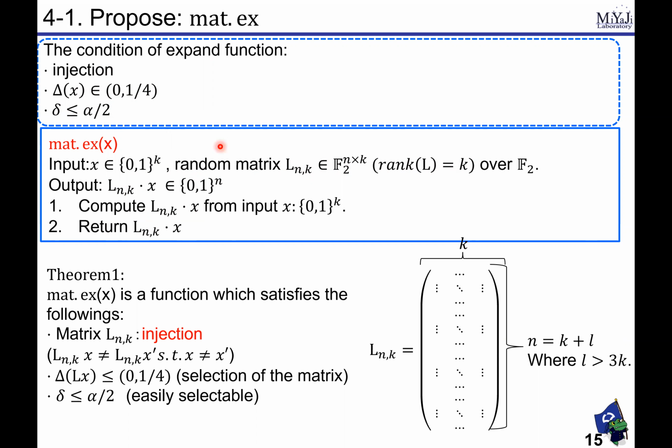And we prove that our MATX satisfies these three features in theorem 1. That is, the matrix L is an injection, and the relative hamming weight of Lx is more than 0 to 1 over 4, and delta is more than alpha over 2. So please look at the more detailed information in our paper.